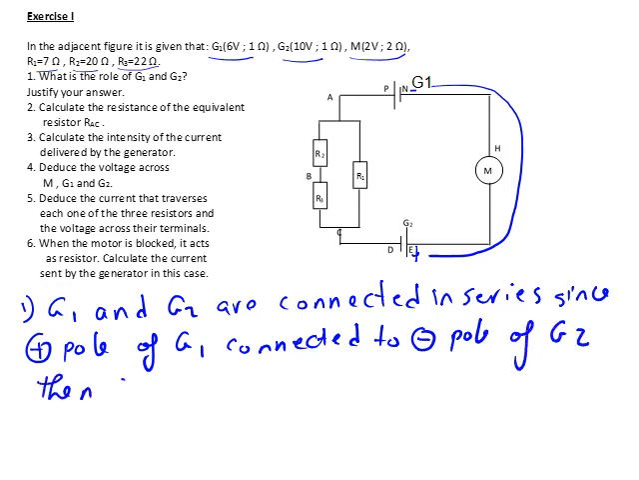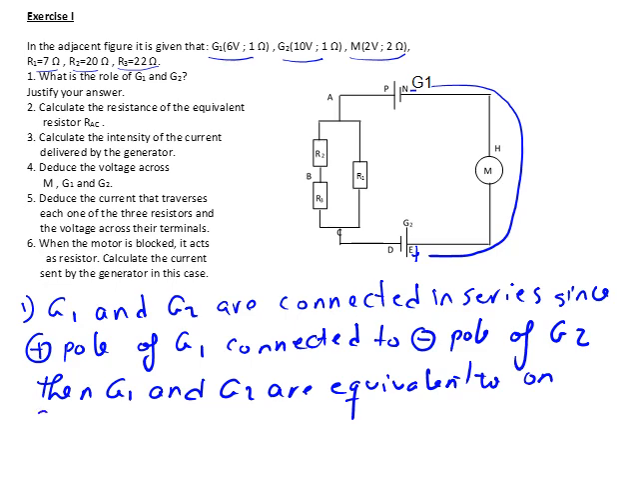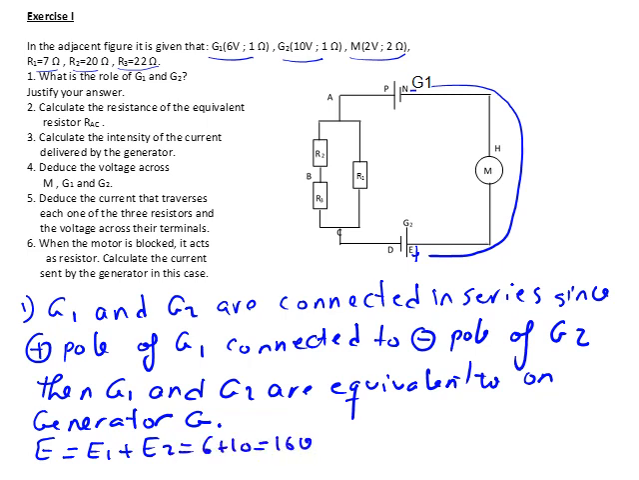Then G1 and G2 are equivalent to one generator, which is G. E equal E1 plus E2, 6 plus 10 is equal to 16 volt, while the internal resistance is R1 plus R2 equal 1 plus 1 equal 2 ohm.